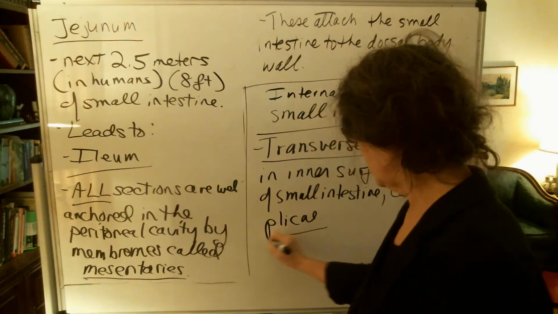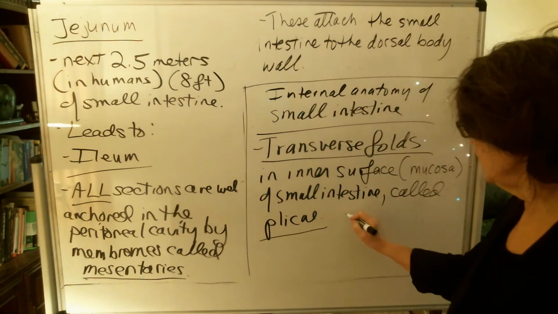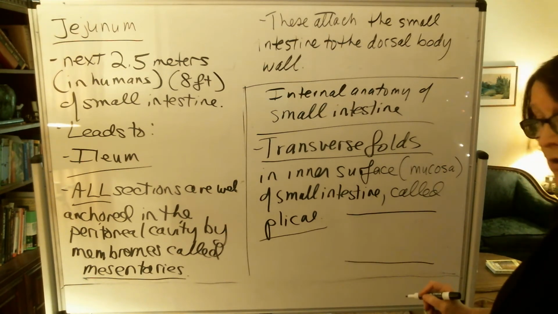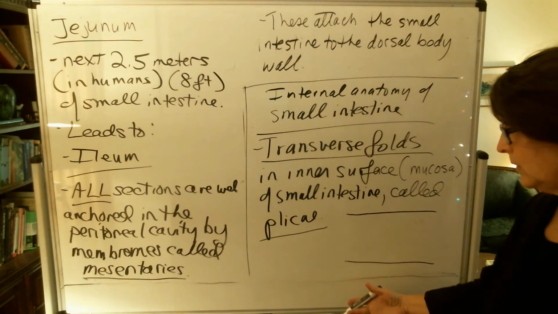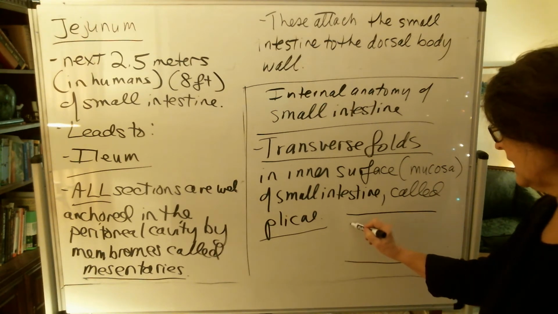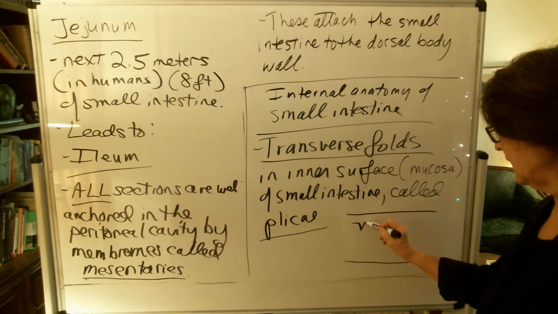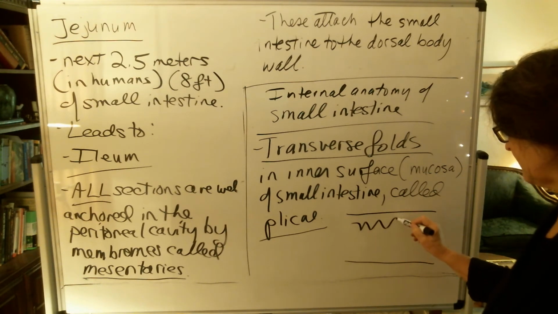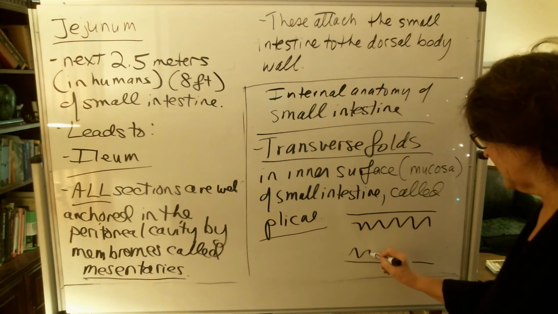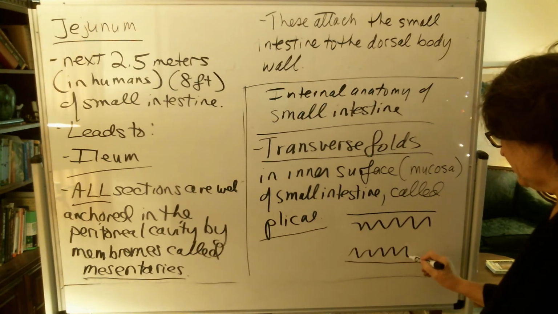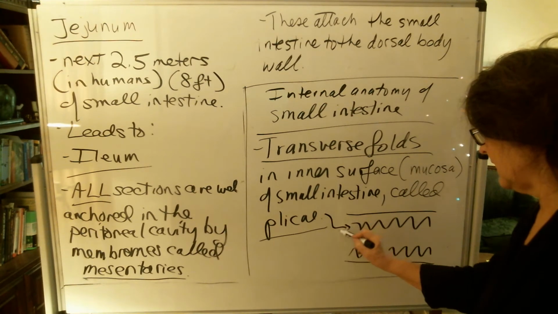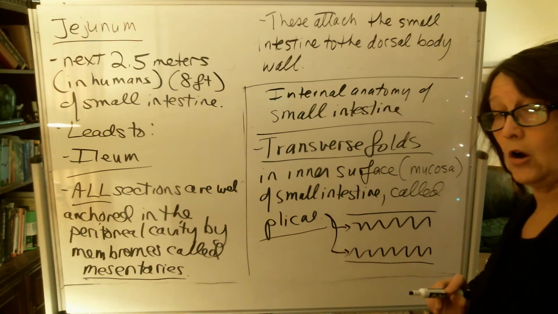So what did I just say? I said basically here you have a tube, okay? I've sliced through a tube. Here's the outer wall of the tube. And then on the inner lining of the tube, we have these folds. I'm overdrawing it here. But the point is you have these folds, and they then are the plicae.